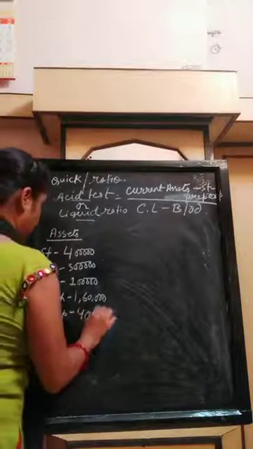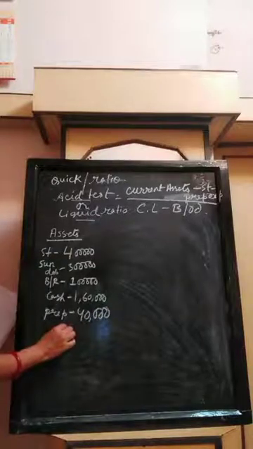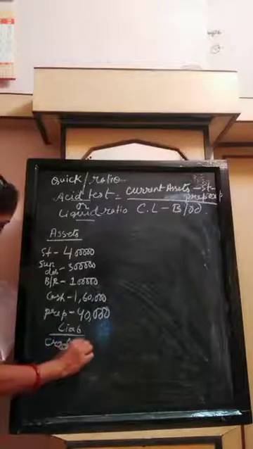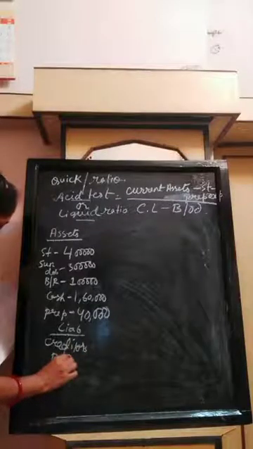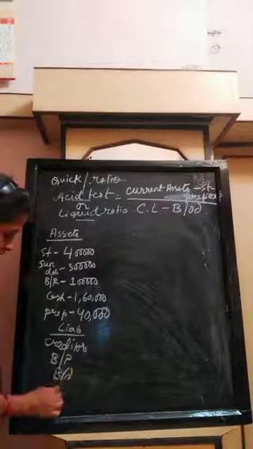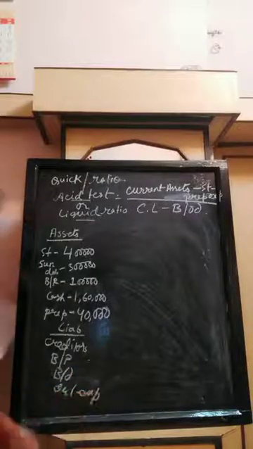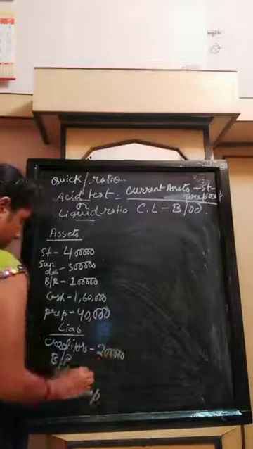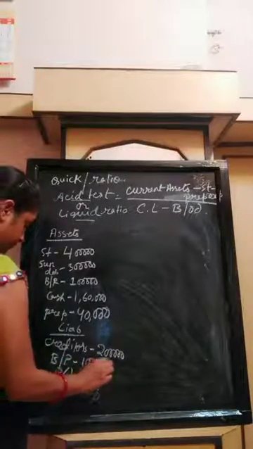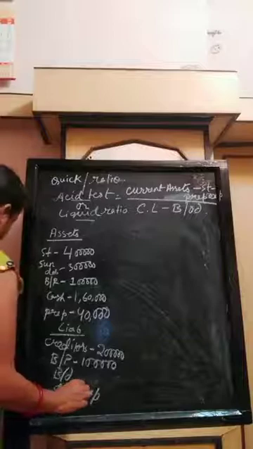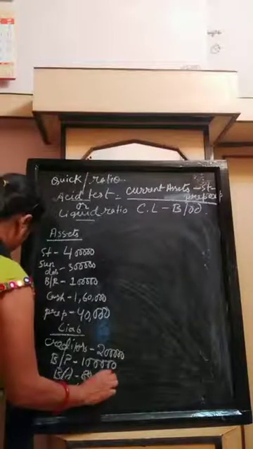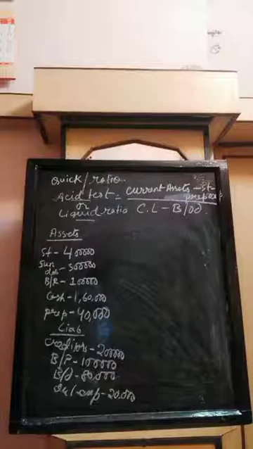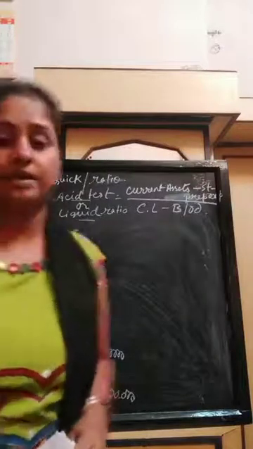On the other side, the current liabilities given to you are creditors 2 lakh, bills payable 1 lakh, bank overdraft 80,000 and outstanding expense 20,000. These are the items given to you through an illustration, and through this information you are required to find out the quick ratio.